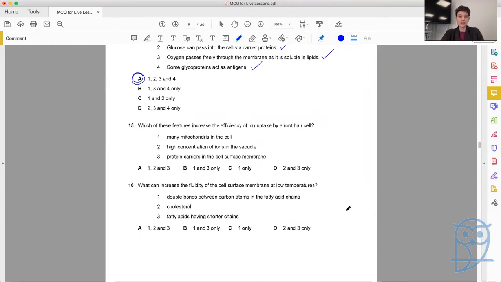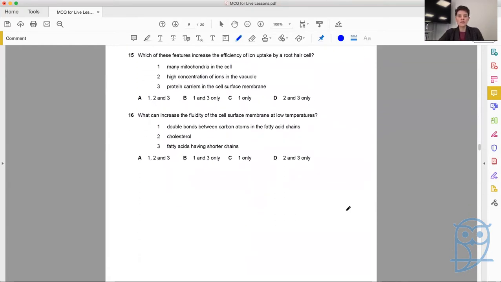So question 15. Which of these features increase the efficiency of iron uptake by a root hair cell? Okay, so we're not just thinking about active transport here. We're thinking about the efficiency of the active transport. Remember, your root hair cells are those special cells in the roots on the edge with the long extensions for increasing surface area to increase osmosis and active transport. Okay, so active transport requires energy, so having many mitochondria in the cell, definitely, that will increase efficiency.